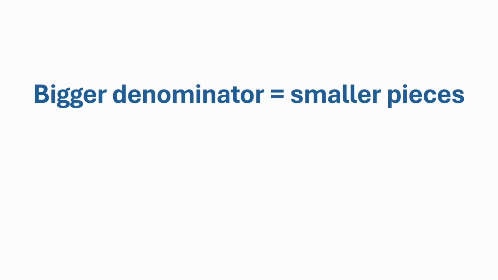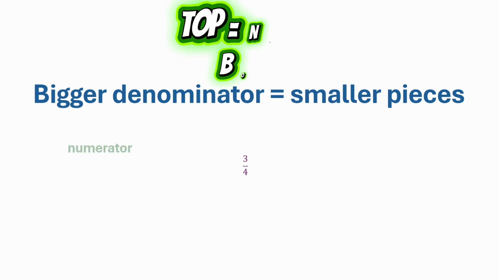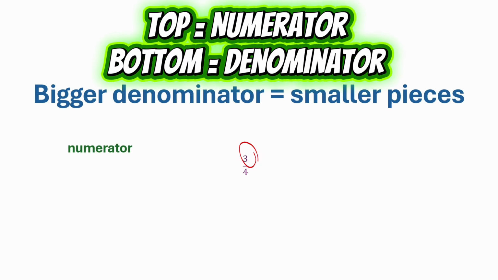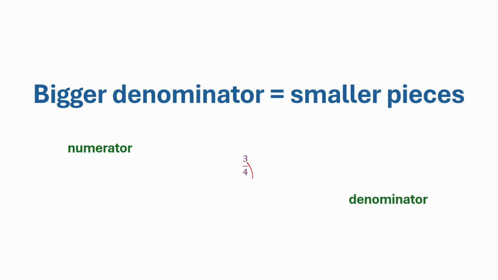So remember, bigger denominator is equal to smaller pieces. Here we have a fraction, 3/4. The top number is the numerator and the bottom number is the denominator. Understood?